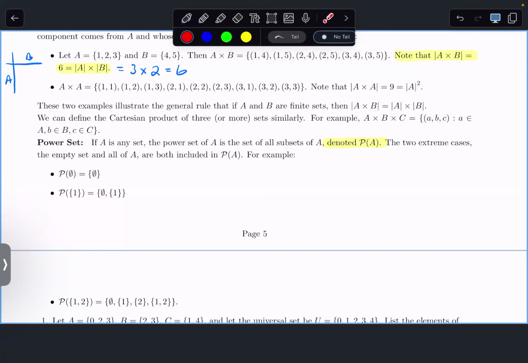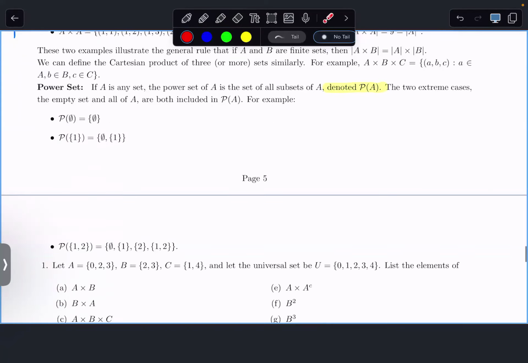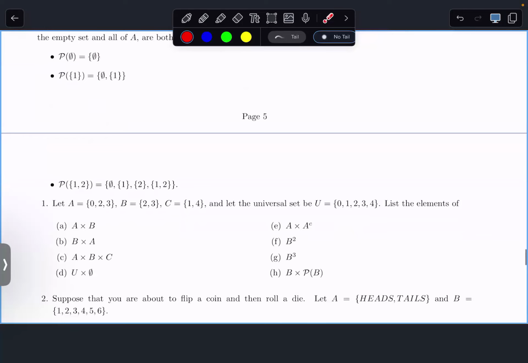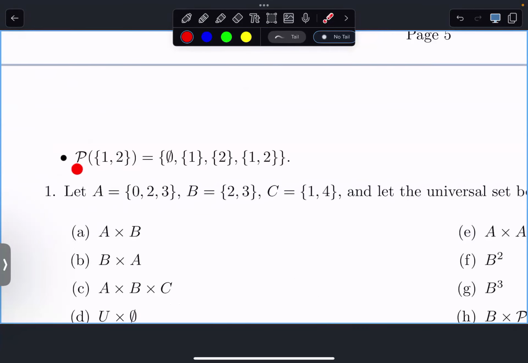Both of those are subsets of A, but I could also have others. This example is most helpful. The power set of the set {1, 2} would be the set containing the empty set, the set {1}, which is a subset, the set {2}, and the set {1, 2}. It's important to notice that this is a set of sets.